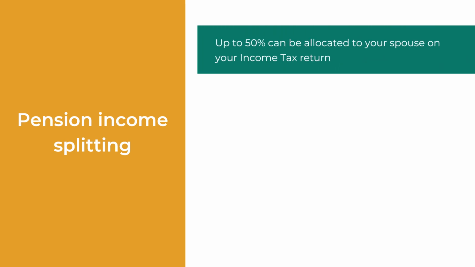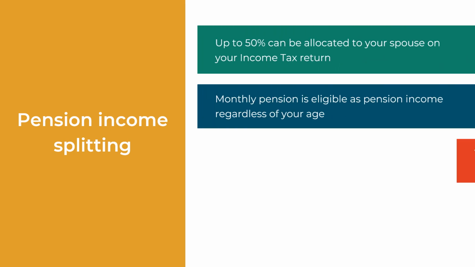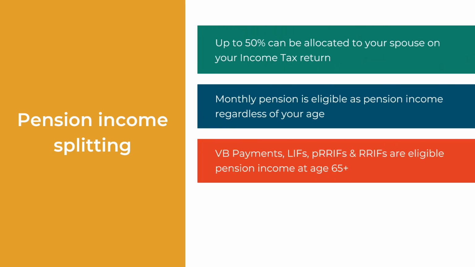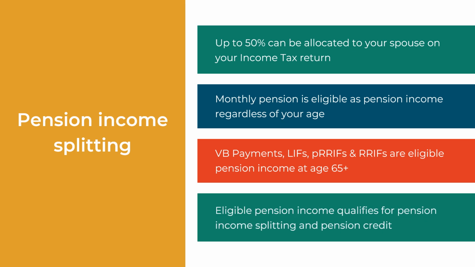Your CSS pension payment is taxable when received. You may have the option to split your pension income with your spouse. Up to 50% can be allocated to your spouse on your income tax return when filed. If you have received VB payments or income from a LIF, PRIF, or RIF, it becomes eligible pension income available for splitting at age 65. The eligible pension income at age 65 will also qualify for the pension credits.